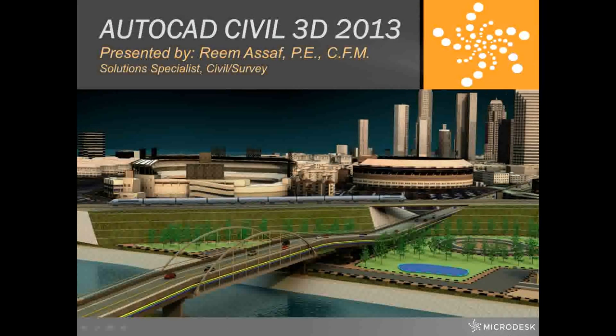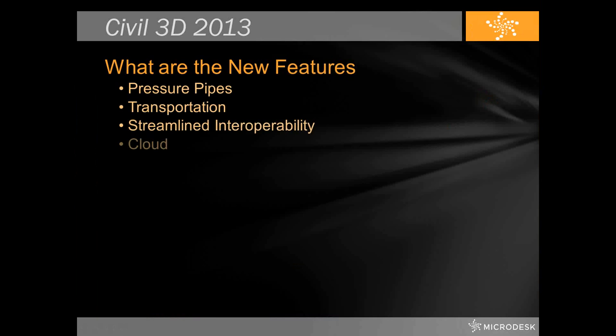Thank you, Mike. As Mike said, my name is Reem Asaf, and I am a solution specialist here in the Civil Survey specialty. And today I'll be talking to you about Civil 3D. So the 2013 release of Civil 3D focuses on a number of key areas that will enable you to get more from your designs. Today, specifically, we'll be covering the ability to model pressure pipe networks, the exciting addition of railway design tools to the transportation functionality, as well as we'll be discussing interoperability with Infrastructure Modeler and cloud storage and access advancements.